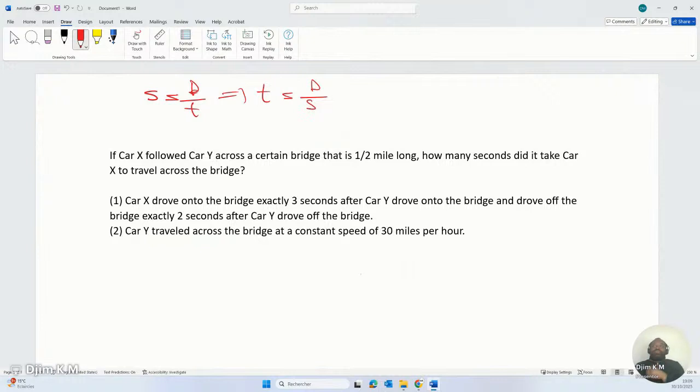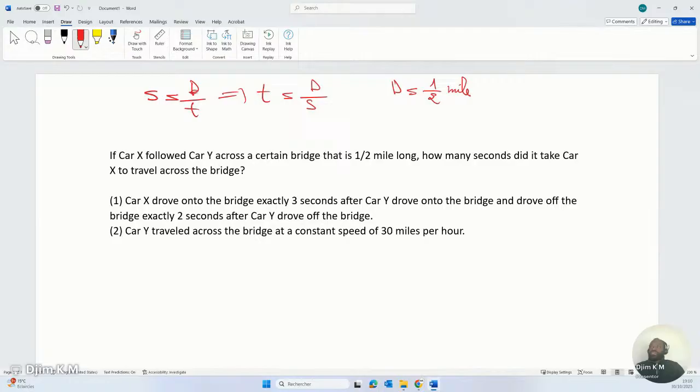We know that the distance is 1.5 mile long. We don't know the speed and all of that. So from the first condition, it said car X drove onto the bridge exactly 3 seconds after car Y drove onto the bridge and drove off the bridge exactly 2 seconds.